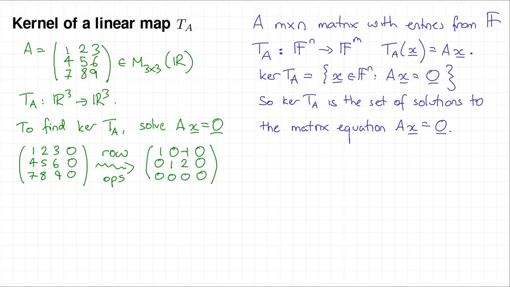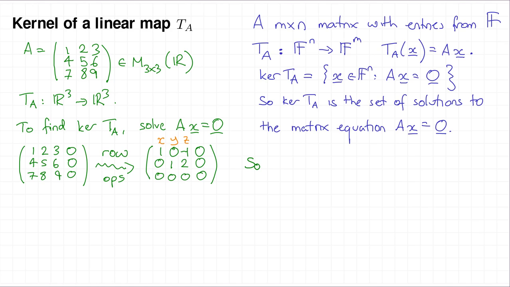So let's give names to the variables which we're working with. Let's say the first column, second column, and third column correspond to variables with the names x, y, and z. Then only the column of the variable z does not contain a leading entry. Therefore, the solutions are obtained by letting z be anything you like, and then x and y will be uniquely determined in terms of z.